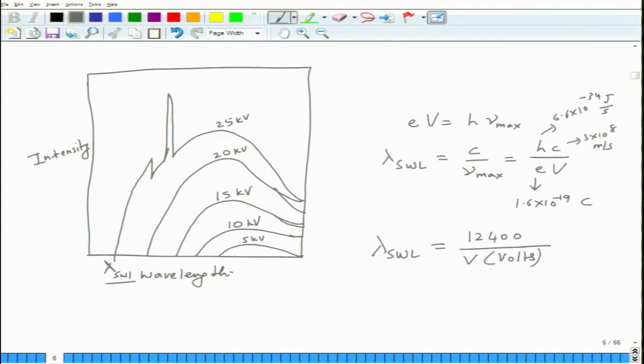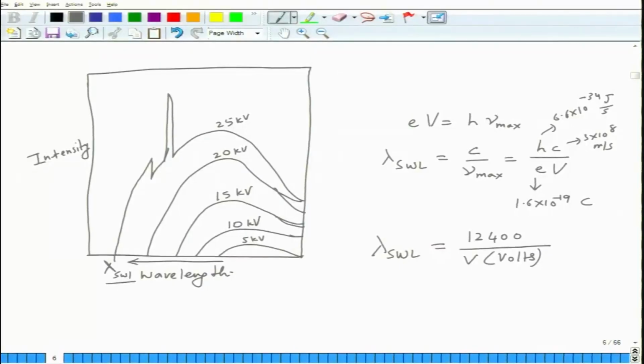So at a given kV, as the voltage increases, the lambda SWL will decrease. That is what we see: lambda SWL decreases as we increase the voltage. This is also useful because at lower voltages you get radiation, but you don't have any characteristic radiation. You have all sorts of wavelengths, you don't know which one to pick from. Suddenly at about 25-30 kV, some very intense peaks start developing. These are called characteristic peaks.